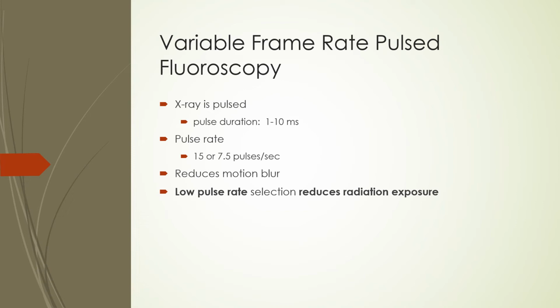Pulsing reduces motion blur for moving anatomy like the heart, resulting in sharper images and improved image quality. There is also reduced tube loading because of a lower duty cycle. A low frame rate selection reduces radiation exposure but also reduces temporal resolution of moving organs. Higher frame rates may be combined with pulsing in this situation. Various combinations of pulsing rates and frame rate selections are available depending on the manufacturer. Low pulse rates and low frame rates give lower dose than higher pulse rates and higher frame rates.